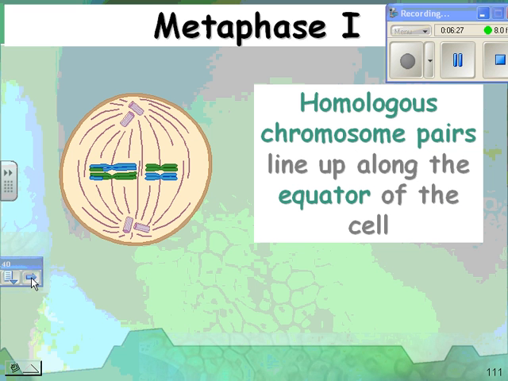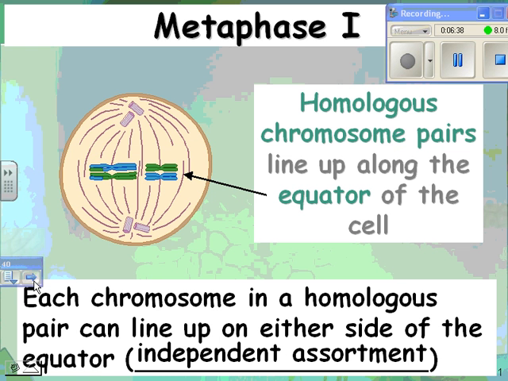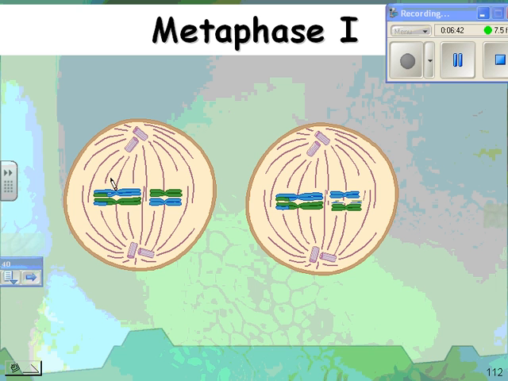So homologous chromosome pairs line up along the equator of the cell, like this. And each chromosome in a homologous pair can line up on either side of the equator. We call that independent assortment. And I have a better picture of it coming up. So here we go. You can see they've already crossed over.